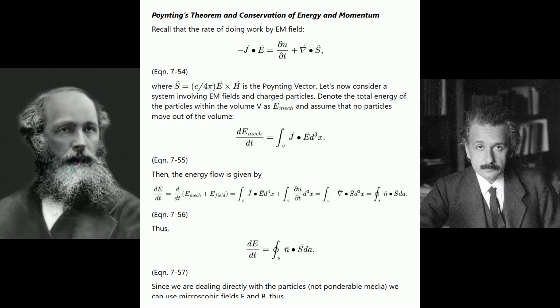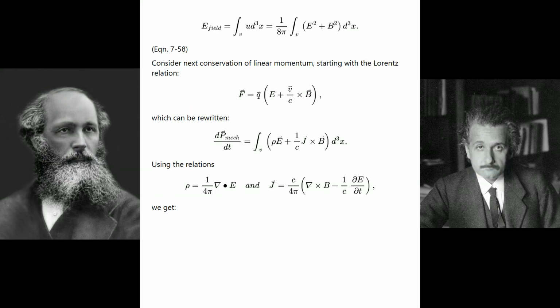Denote the total energy of the particles within the volume V as E sub mech and assume that no particles move out of the volume. Equation 7-55. Then, the energy flow is given by equation 7-56. Thus, equation 7-57. Since we are dealing directly with the particles, not ponderable media, we can use microscopic fields E and B, thus. Equation 7-58.